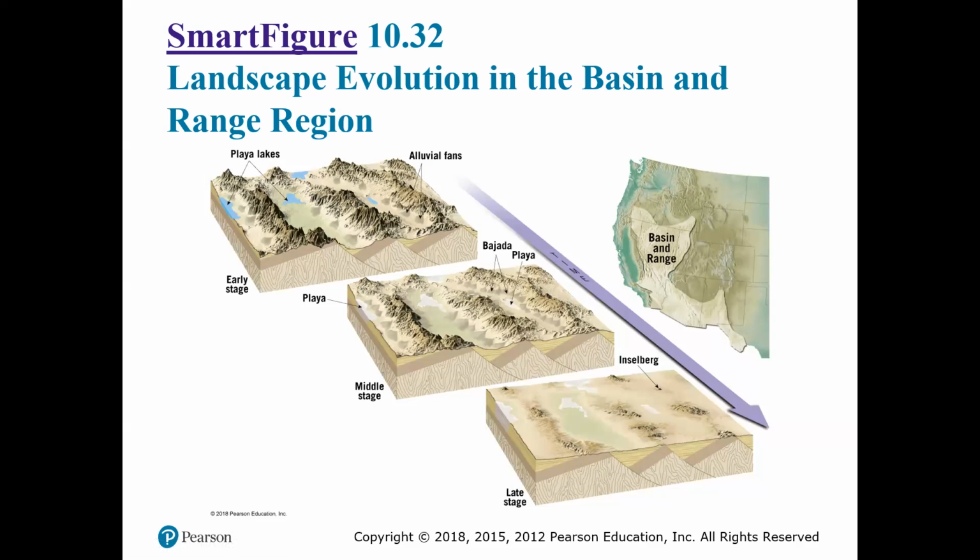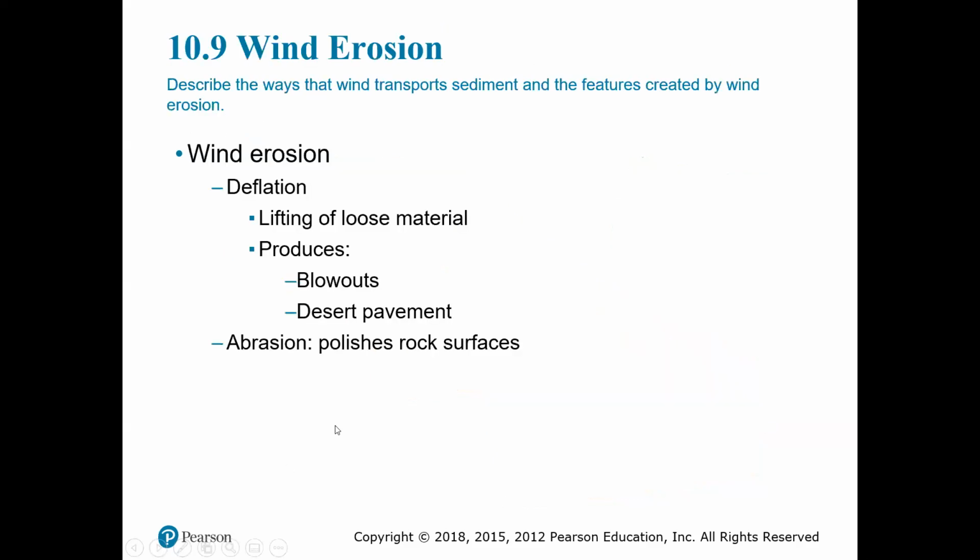So in that smart figure, you were able to get an idea of where this basin and range is and how it occurs, and how we get erosion that gives us this very unique landscape. So now switching gears again and moving into wind erosion. Moving air is similar to moving water. It's turbulent, it picks up loose debris, and it's able to transport it to other locations.